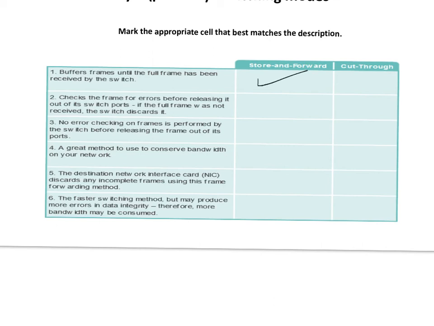Store and forward. Okay. It checks the frame for errors before releasing it out of its switch port. This is also a store and forward. We said that a store and forward will check for errors. Type: no error checking on frames is performed by the switch. This is clearly cut through.